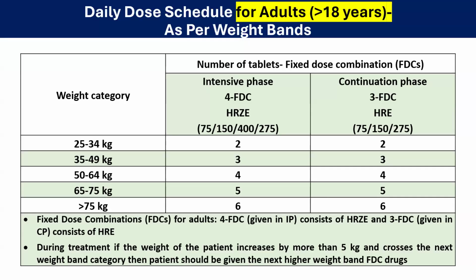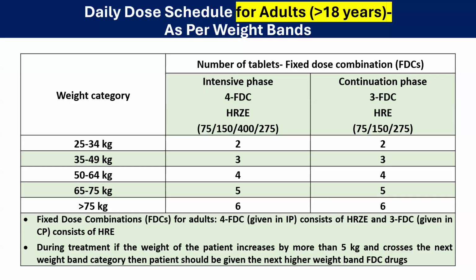In case during the treatment period the patient's weight increases by more than 5 kg, the most important point here is that we sometimes miss checking the weight of the patients who are on TB treatment. If the patient's weight increases by more than 5 kgs and crosses the next weight band, then the dosage has to be based on the new weight band of the FDC drugs. This is the most important point that the ART staff needs to keep in mind: every TB patient has to be checked for weight during every visit, and based on the weight gain, the FDC has to be changed.